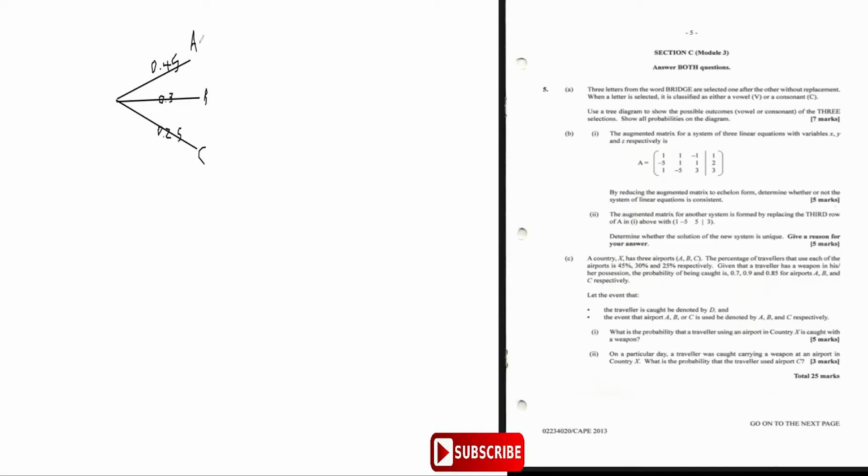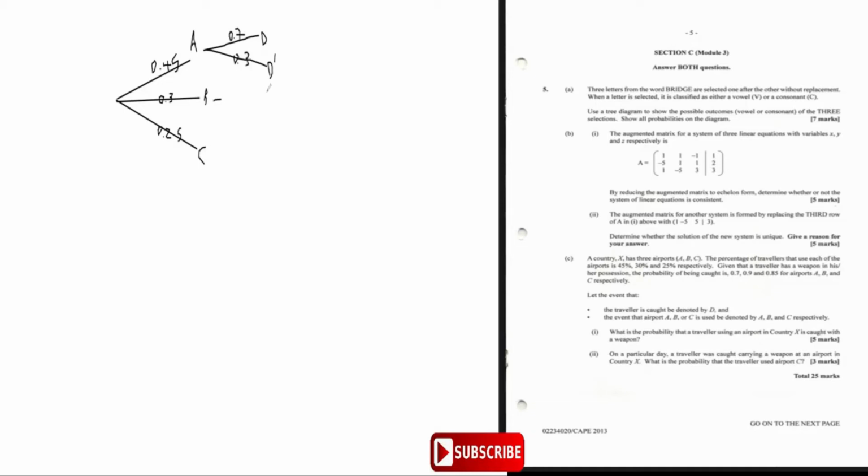All right. Now, if you go with airport A, it says the chance of you getting caught at airport A is 0.7. I'm going to use D for getting caught. Let me write D here, and this is D prime, meaning not caught. So the chance of you getting caught at airport A with a weapon is 0.7, and the chance of you not getting caught at airport A is 0.3.